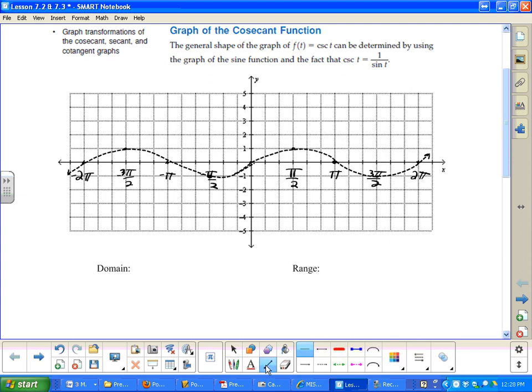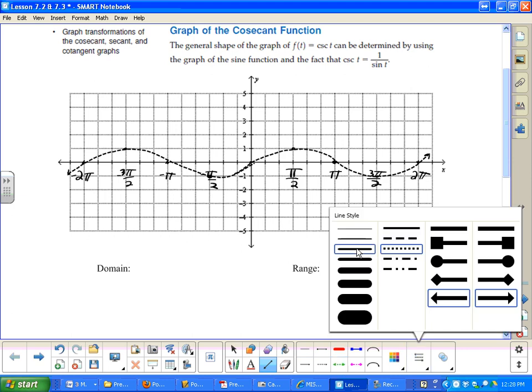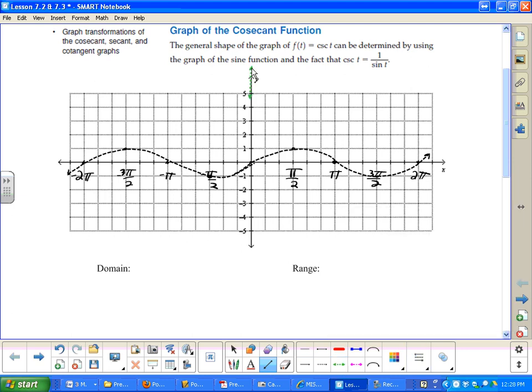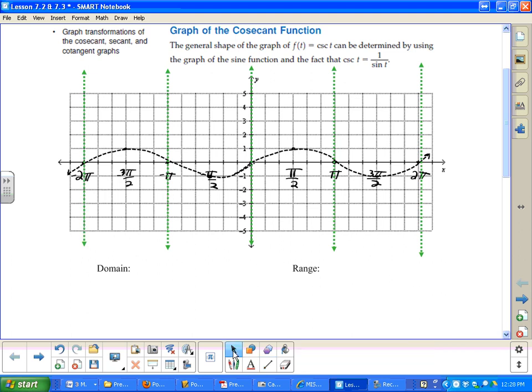So where sine equals 0, cosecant has a vertical asymptote. Where sine equals 0, cosecant is undefined, so it has a vertical asymptote.